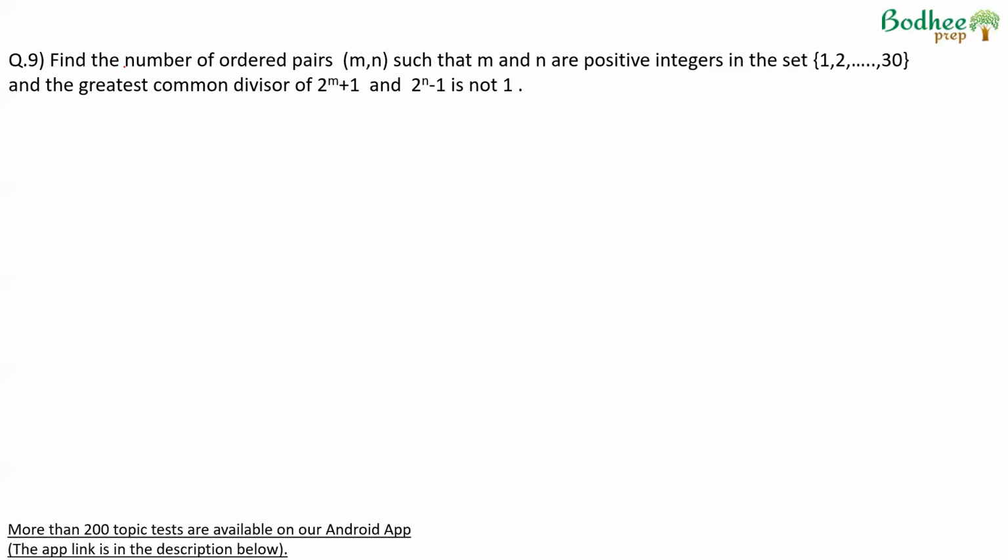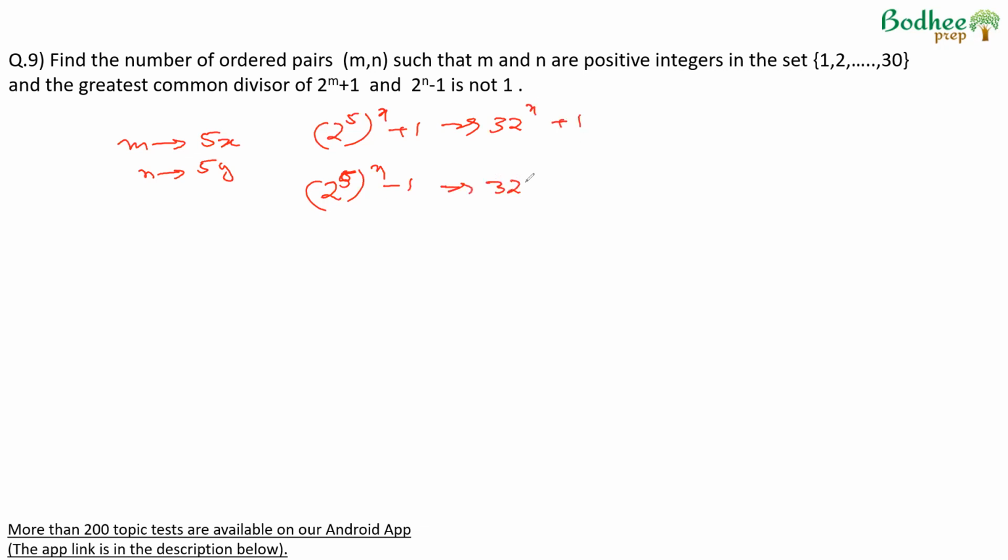Find the number of ordered pairs (m, n) such that m and n are positive integers in the set that is given, and the greatest common divisor of 2^m plus 1 and 2^n minus 1 is not 1. Now suppose I write m as 5x and n as 5y. So 2^m plus 1 can be written as 2^(5x) plus 1, and 2^n minus 1 becomes 2^(5y) minus 1. This becomes 32^x plus 1 and 32^y minus 1.